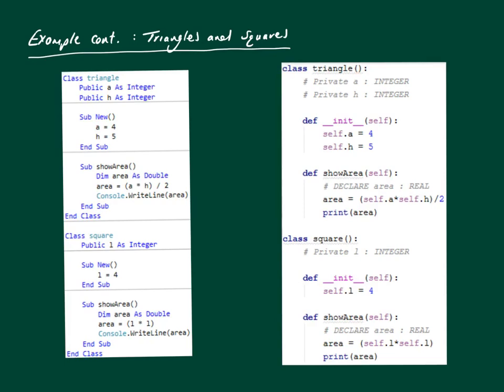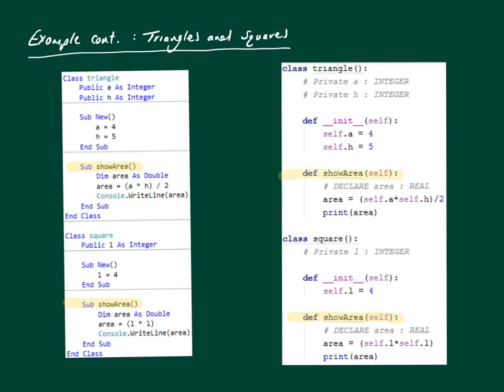And in Python on the right, again, that's the class triangle from the last page, but class square has got one data item. It sets L, the length of the side of the square, to 4, and then it calculates the area by multiplying L by itself, and then displays the output. The important thing to notice here is that their subroutines are the same, and have the same name.